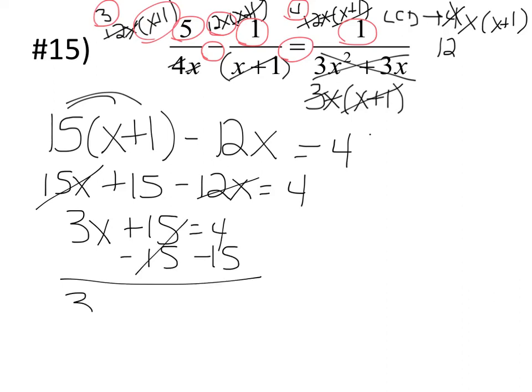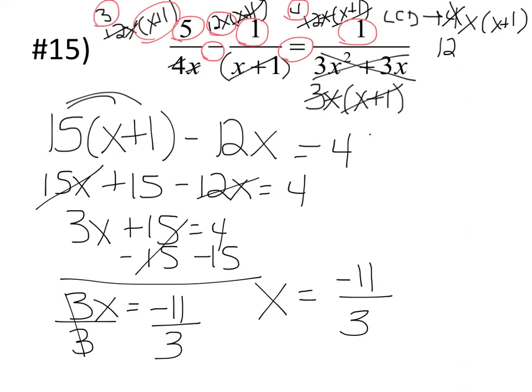Subtract 15 from both sides. You get 3x equals negative 11. Divide both sides by 3. You get x equals negative 11 thirds. Now let's plug that back in and see if it gives us 0.